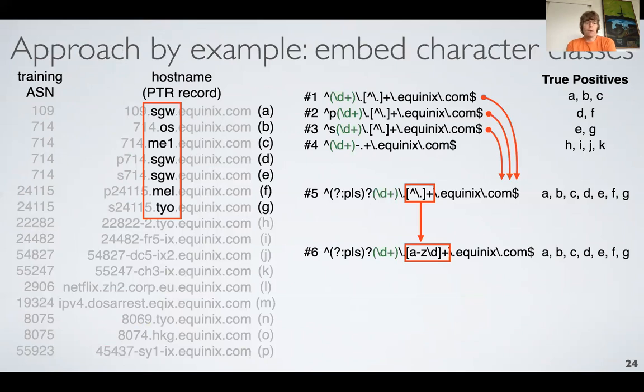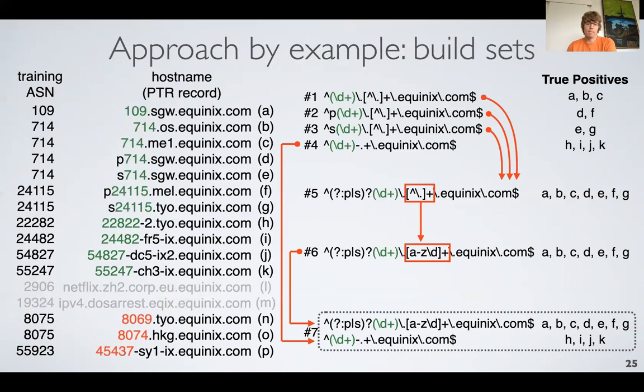In the third phase, we actually look at the structure, the character classes between punctuation, and we embed character class components in the output regular expression. And then finally, if a single regular expression doesn't cover all of the naming conventions that a suffix uses, then we build a set of regular expressions, a naming convention based around multiple regular expressions, and that is our output. In this case, our output naming convention consists of 2 regular expressions.